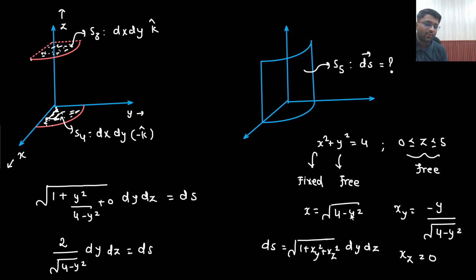Okay. And what is under root 4 minus y square? That is nothing but x only. So 2 upon x dy dz. This is what you are getting. This we have already seen. What about your ds cap? What will be your ds cap? So for this surface, what is the equation we have? X square plus y square equals to 4, and z is going from 0 to 5.